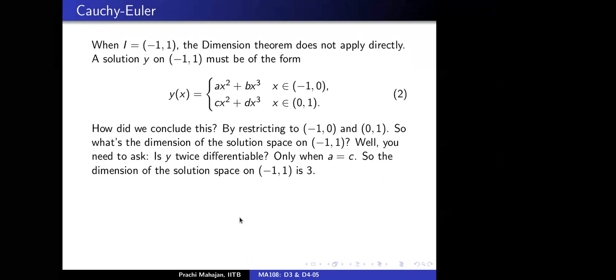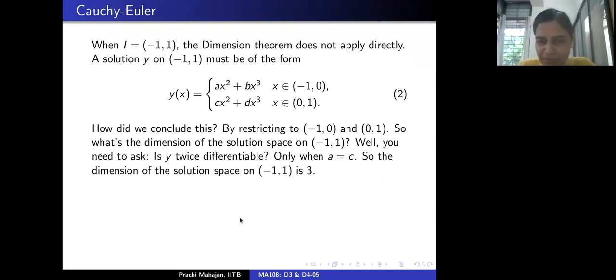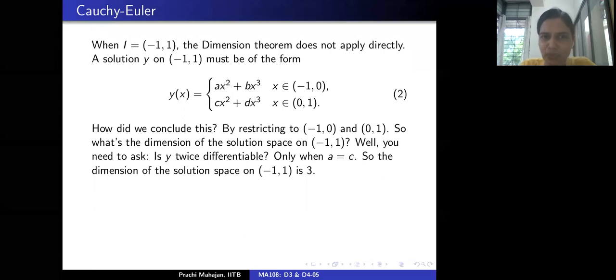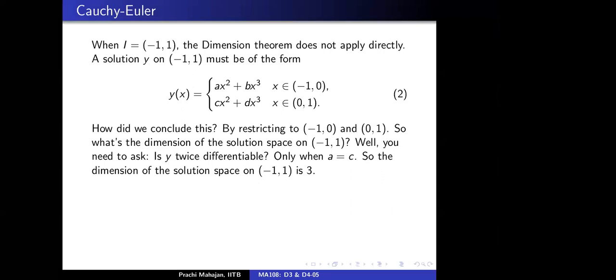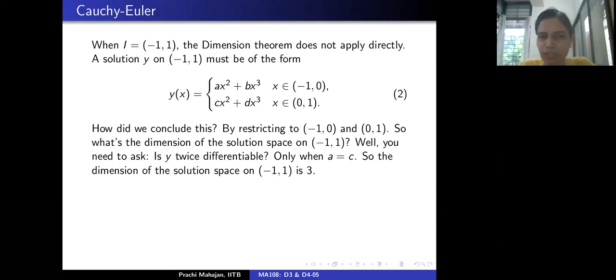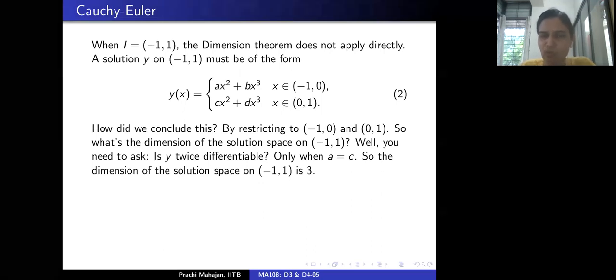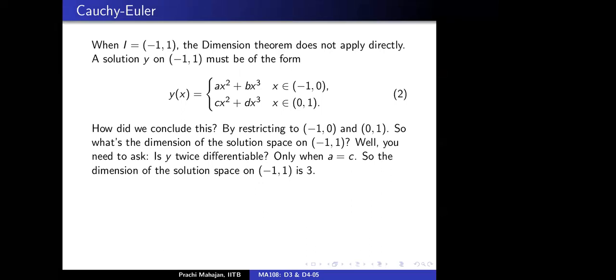Now when you say that the dimension of the solution space is 3, you should be able to find 3 linearly independent solutions to this ODE on the interval -1 and 1. Correct? So 2 you already know. What are those? x square and x cube. Correct? What is the third solution? What can be the third solution?